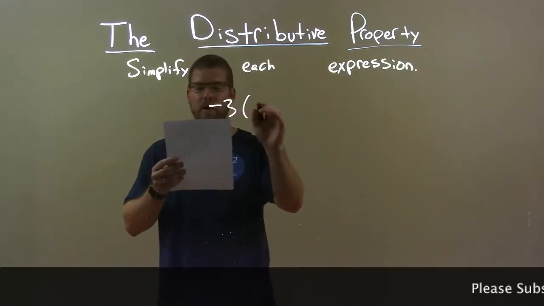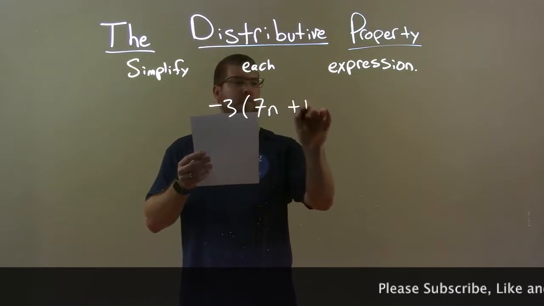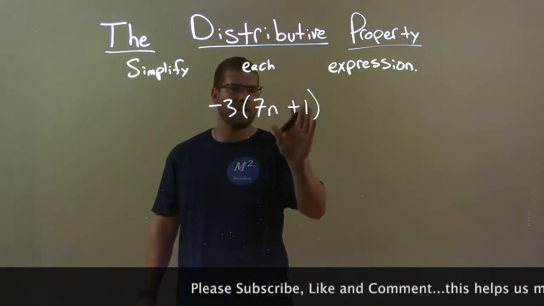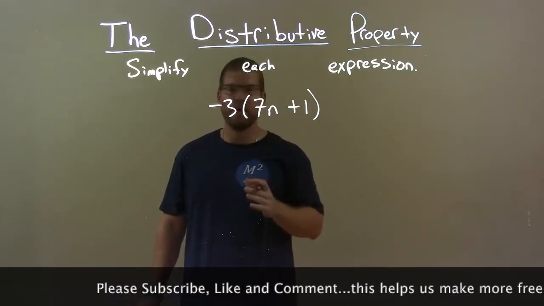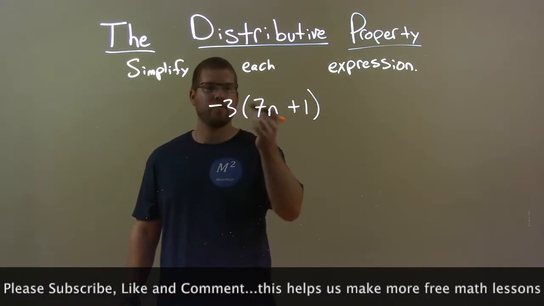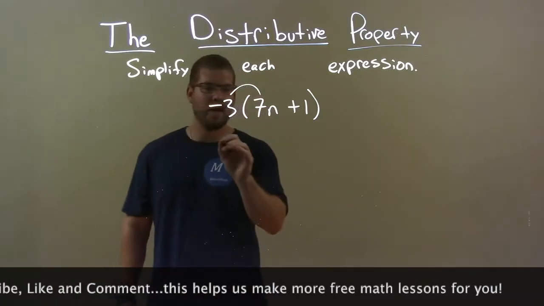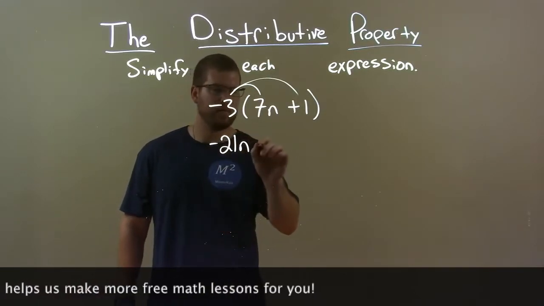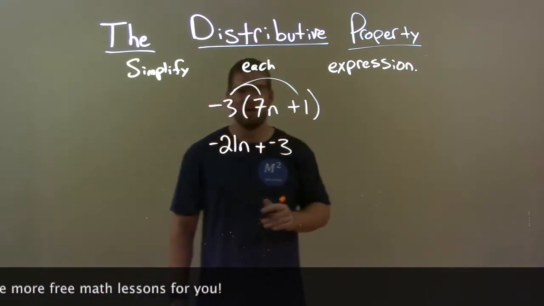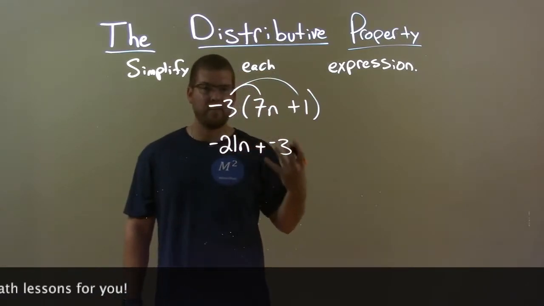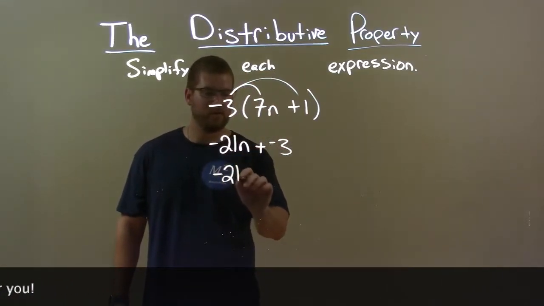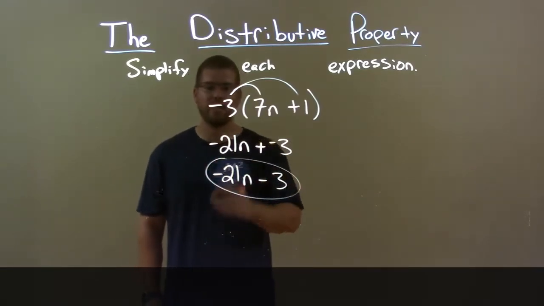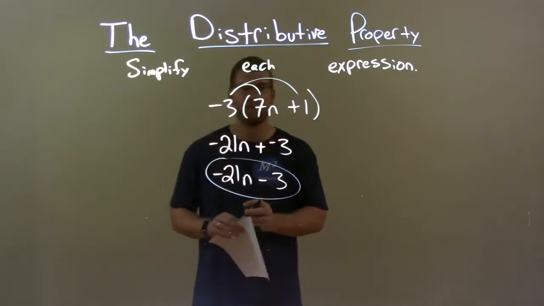Negative 3 times (7n plus 1), okay? First things first, inside my parenthesis, nothing I can simplify, right? Can't combine these two. So now we distribute the negative 3. Negative 3 times 7n is a negative 21n. Negative 3 times 1 is a negative 3. So we have plus a negative 3 there, okay? Now, adding a negative is the same thing as subtraction, so I'm going to rewrite this to be negative 21n minus 3, and now we're done. My final answer here, negative 21n minus 3.